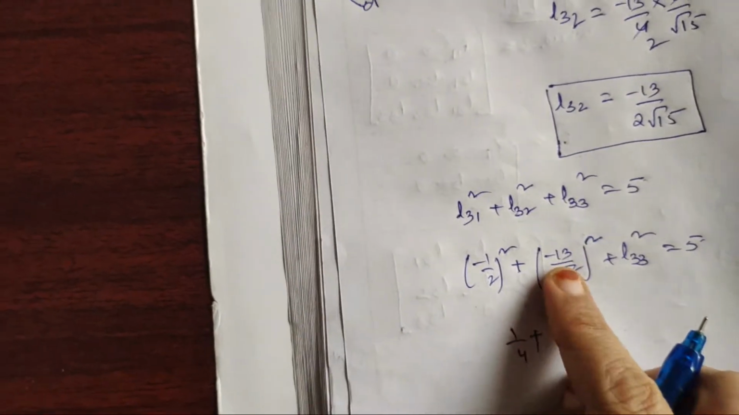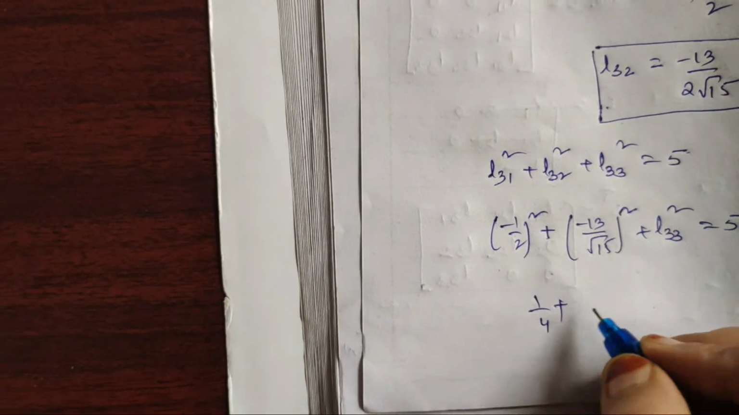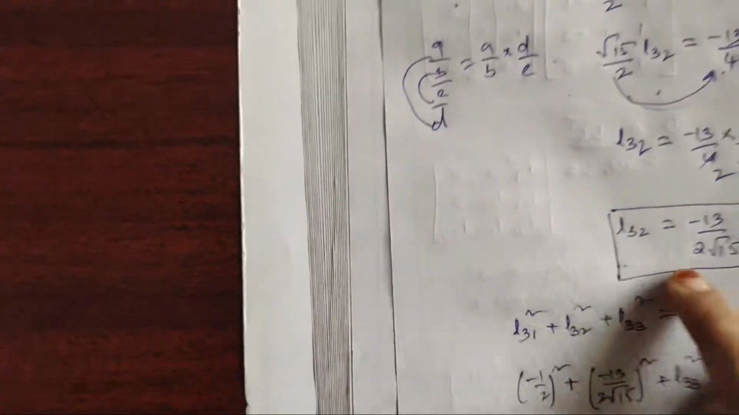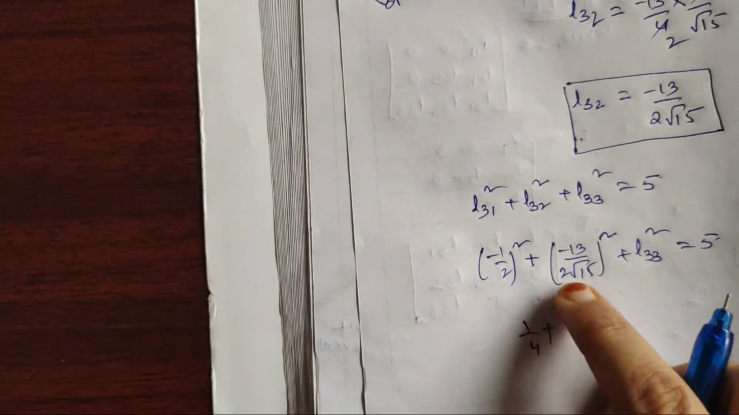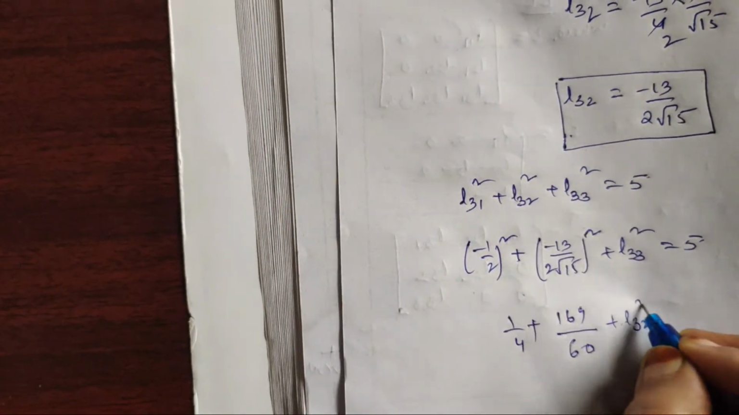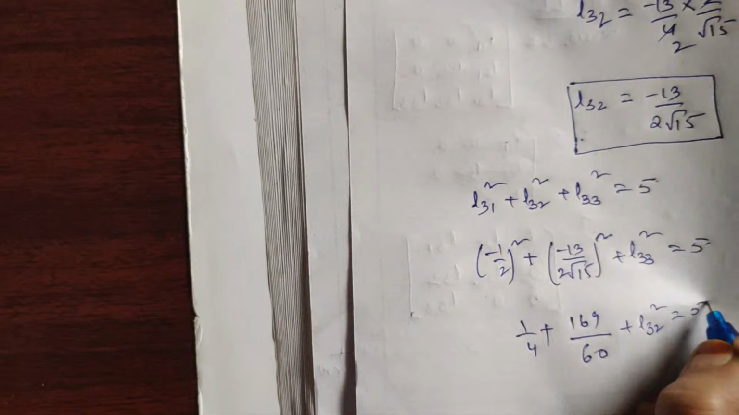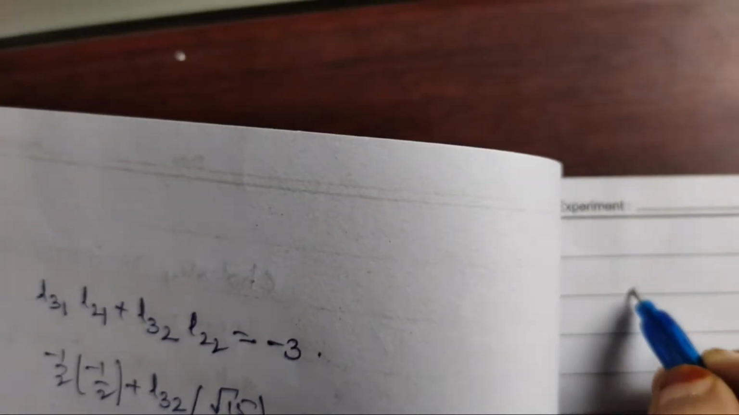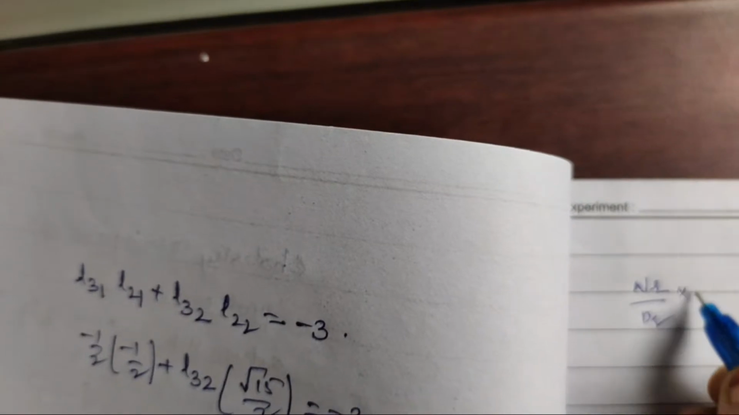So this is 1 by 4 plus 13 whole square, which is 169, divided by 2 root 15. So 2 whole square is 4, 4 into 15 equals 60, then plus L33 square. What is the LCM of 4 and 60 going to be? When you make the denominator equal to 1, what formula are you going to utilize? Numerator by denominator into LCM. This formula you are going to utilize.